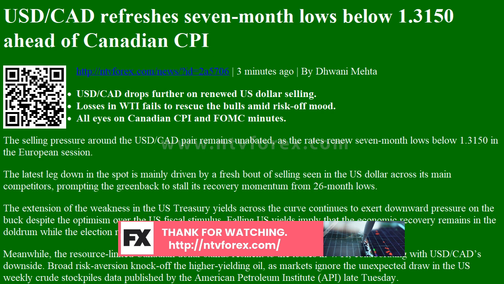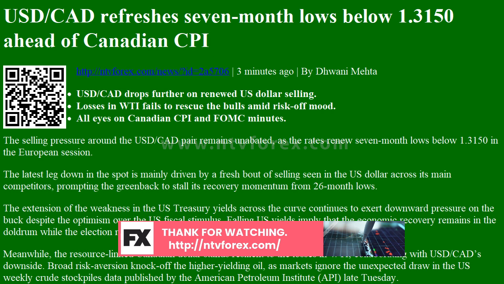Meanwhile, the resource-linked Canadian dollar stands resilient to the losses in WTI, corroborating USD/CAD's downside. Broad risk aversion knocks off the higher-yielding oil, as markets ignore the unexpected draw in the U.S. weekly crude stockpiles data published by the American Petroleum Institute (API) late Tuesday.